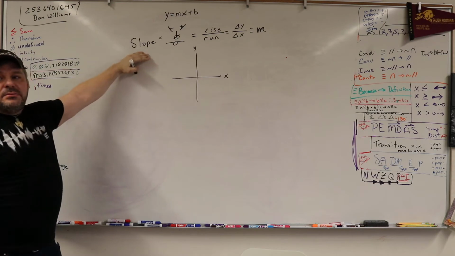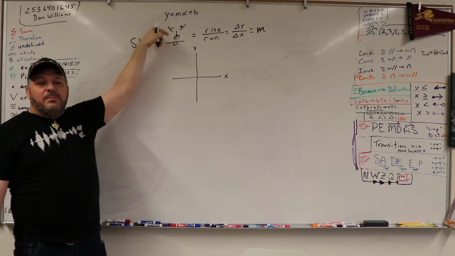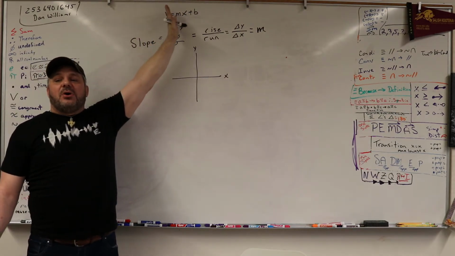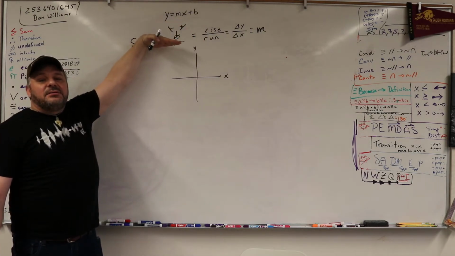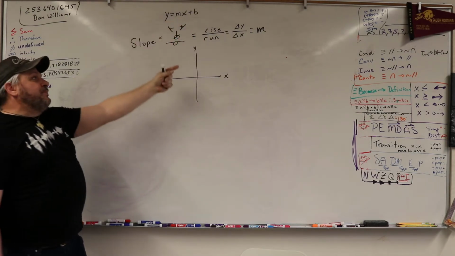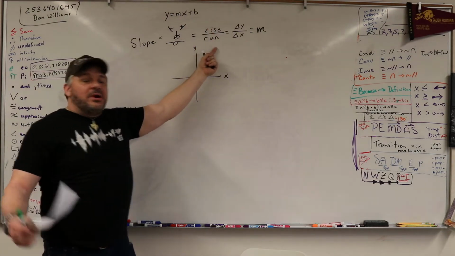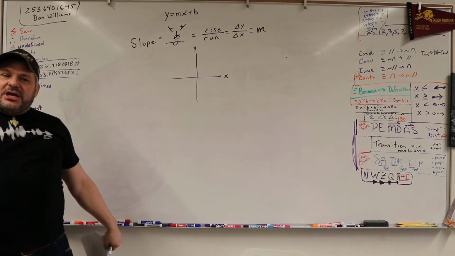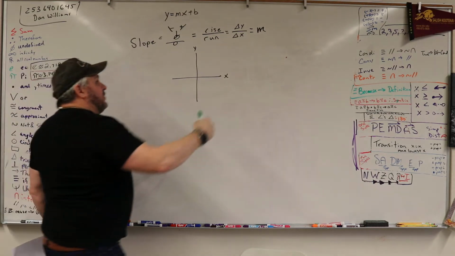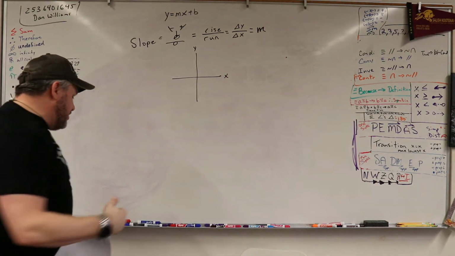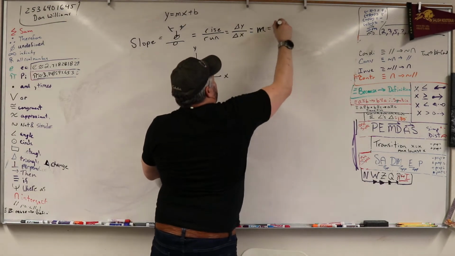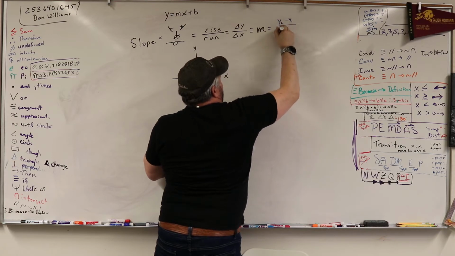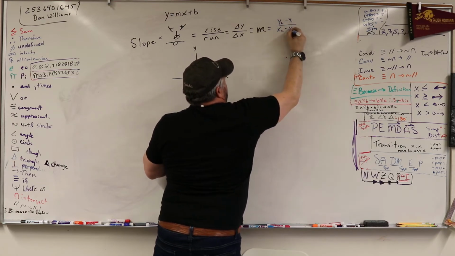The slope: negative slope, positive slope, no slope. Straight up and down is no slope, and flat is zero slope, okay? That's rise over run, or delta y over delta x, or the change in y over the change in x, right? Which is equal to m. Now if I were to write the equation for this, it is y sub 2 minus y sub 1 over x sub 2 minus x sub 1.